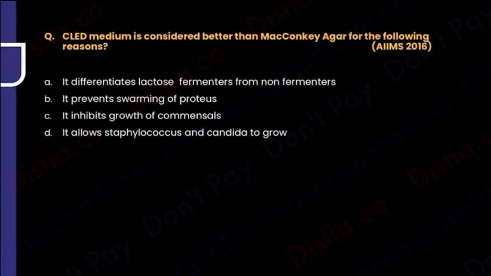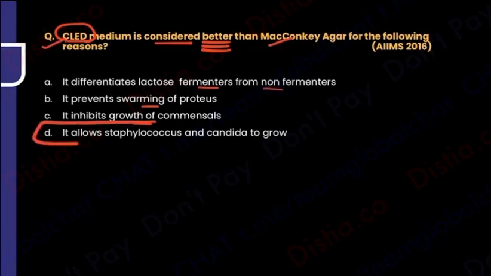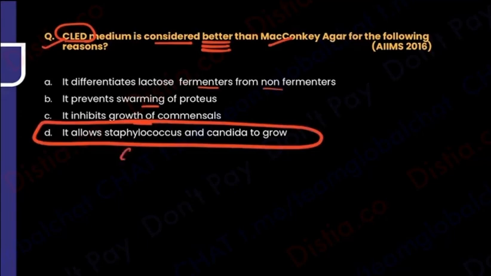CLED media is considered better than MacConkey. For which reason? Did I tell you that CLED was more comfortable? It was allowing everyone to grow. So, firstly, does it differentiate lactose from non-lactose? Both of them do, no? That's not a difference. Both of them prevent the swarming. Both of them will inhibit the growth of others, but which is less inhibitory? Who will allow gram-positive organisms to grow? CLED. So that is why it's better. This is a previous year AIIMS question.